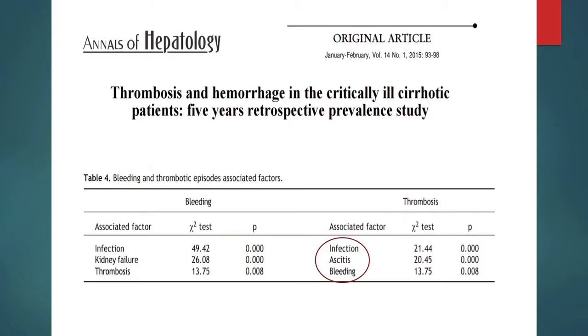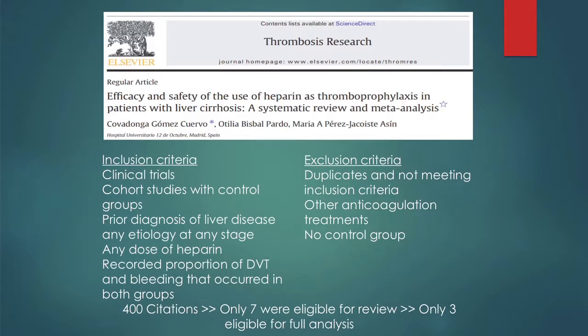Here's the graph that they showed where there was a p-value or statistically significant relation between thrombus and infection, ascites, and bleeding itself. So a lot of these patients, again, bleed and have thrombosis at the same time. This is another study, which was interesting because this is the only big meta-analysis on heparin use for DVT prophylaxis in cirrhotic patients.